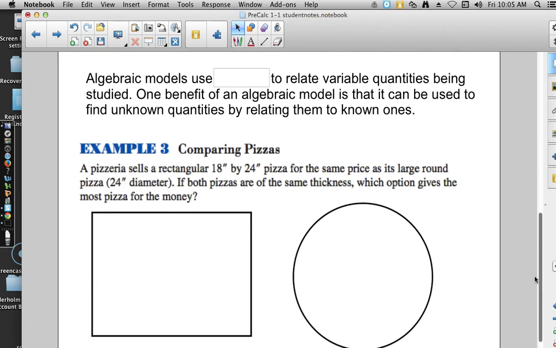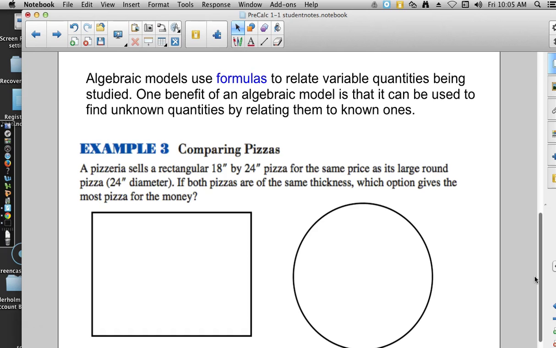Algebraic models. Algebraic models say, here's what we saw with the math. Now, here's an equation that we can use that will work with it. So algebraic models use formulas to relate variable quantities being studied. One benefit of an algebraic model is that it can be used to find unknown quantities by relating them to known ones. So, comparing pizzas.